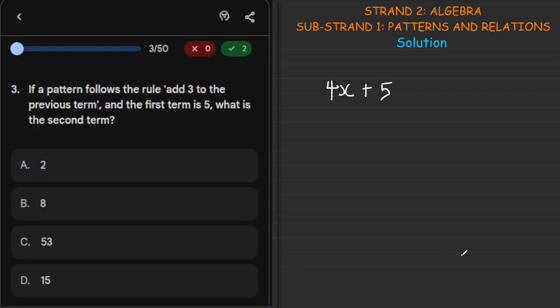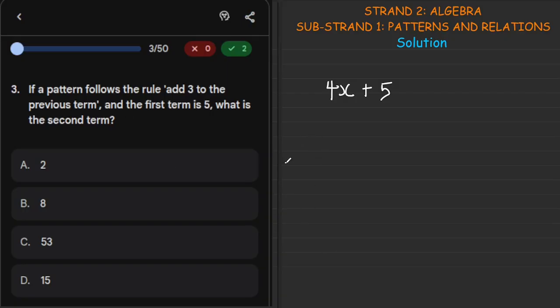Our question number 3. As I said, it will be in increasing order of difficulty. So these are just the basic ones we need to know. If a pattern follows the rule add 3 to the previous term, and the first term is 5, what is the second term?